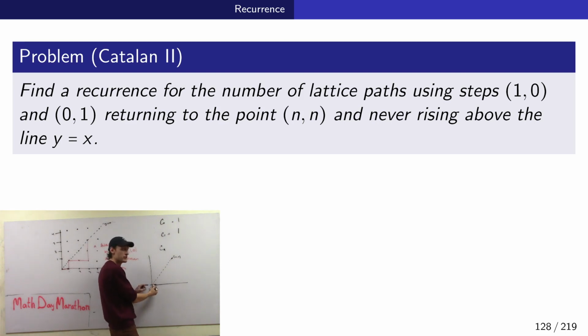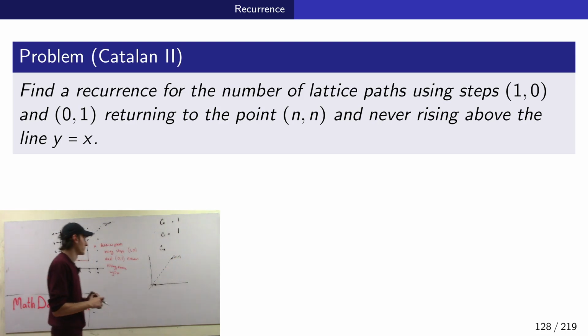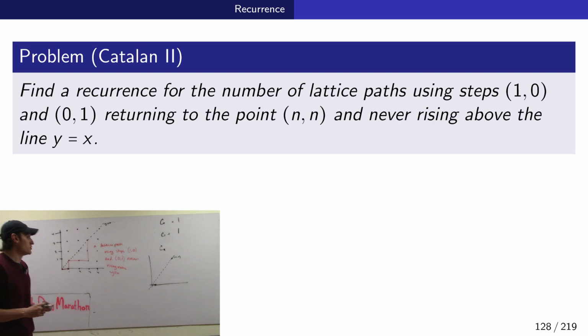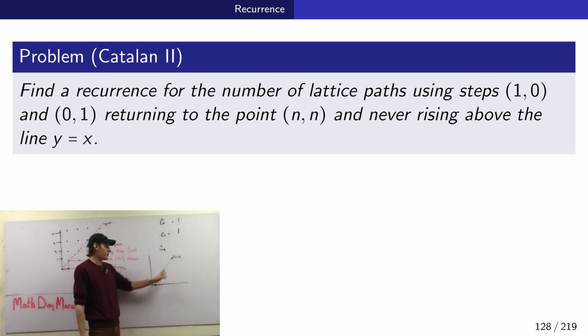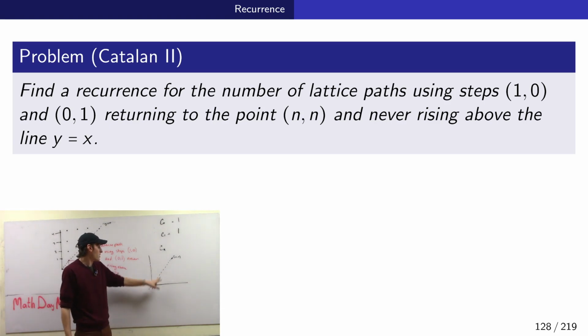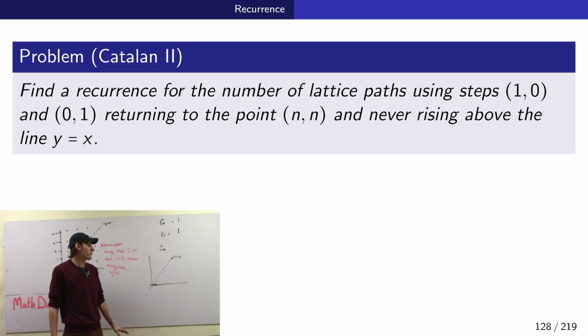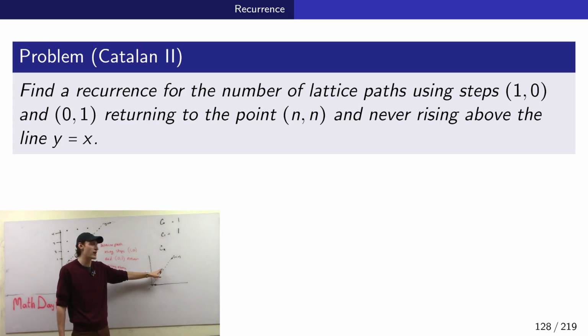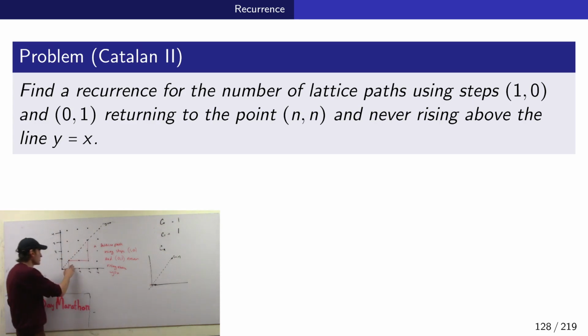Otherwise, the only thing I can do instead is move up, and that's not a ballot path because it runs above the line. So what I want to do is again establish a double count, but we're all masters of the double count now, so I'm not going to count C sub n. But I'm going to think about ballot paths based off of the first time they return to the line y equals x. So this ballot path that I have right here to the point 3, 3 returns twice. It returns at the point 1, 1, and it returns at the point 3, 3.